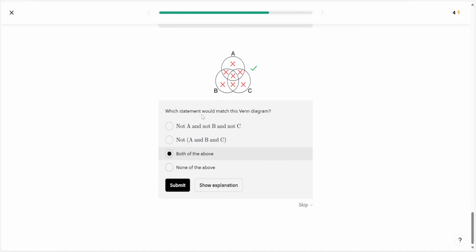Oh, hang on, which statement would match the Venn diagram? So it needs to match the entire diagram, not which of the statements. Yeah, so although this is included in here, it doesn't actually match the entire diagram. Yeah, so I think it's this one.